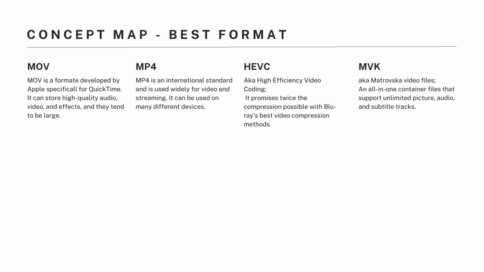HEVC, aka High Efficiency Video Coding. It promises twice the compression possible with Blu-ray's best video compression methods. And finally, we have MKV, aka Matroska Video Files, an all-in-one container file that supports unlimited picture, audio, and subtitle tracks.